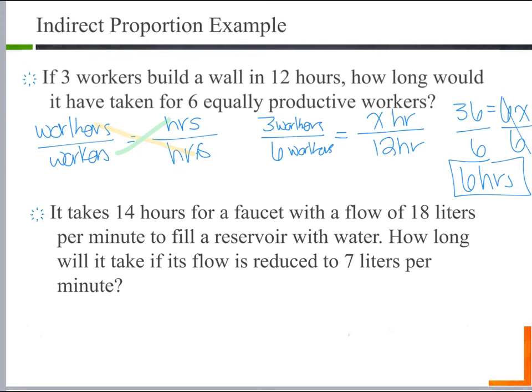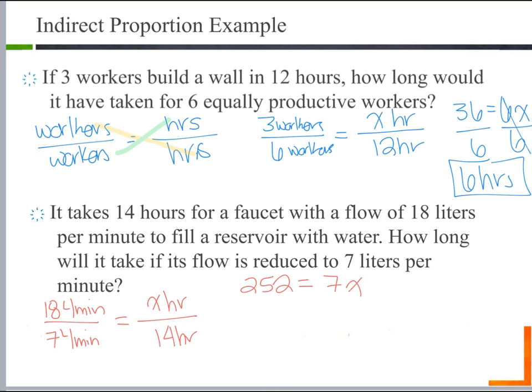my rate of flow, so 18 liters per minute, takes 14 hours. If it is reduced to 7 liters per minute, how many hours? And now we're going to cross multiply to solve. So 18 times 14 gives me 252. 7 times x is 7x. Divide by 7 on both sides. So we're getting 36 hours when the rate is reduced.